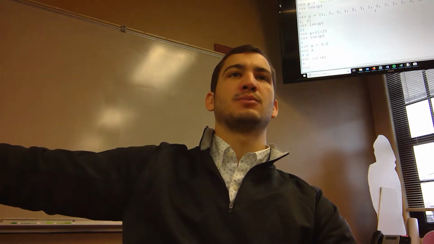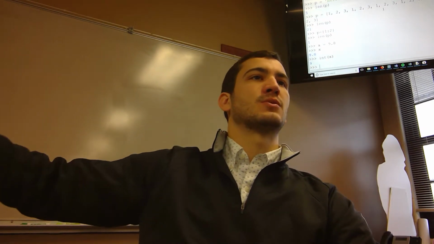So you have string, integer, and float. You can switch between them. So if I have x is 9.8, the int of x will be 10 or 9? The int of x is 9. It just gets rid of the decimal. It doesn't round it, it just gets rid of it. So basically it rounds it down.